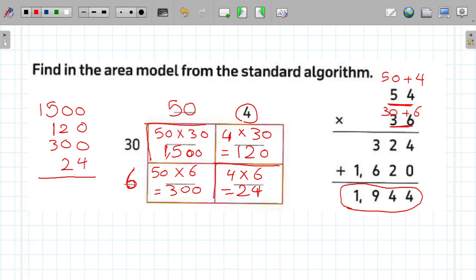So let's add them together. I have 0 plus 0 plus 0 plus 4 equals 4. 0 plus 2 plus 0 plus 2 equals 4. And 5 plus 1 plus 3 equals 9. And 1 is 1. So the final result will be 1,944. Okay?